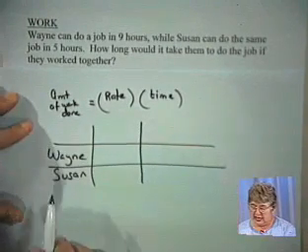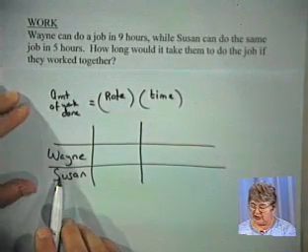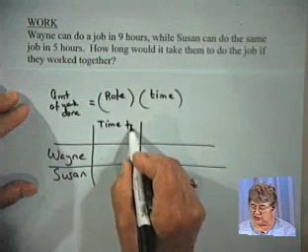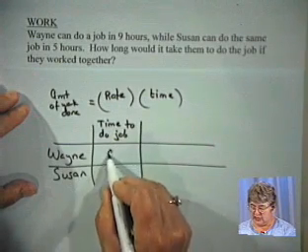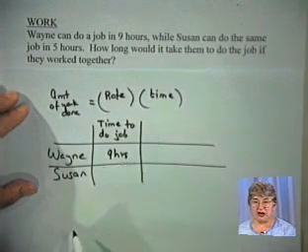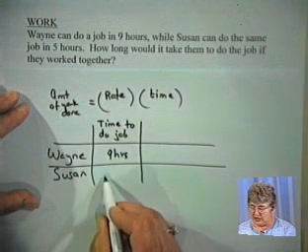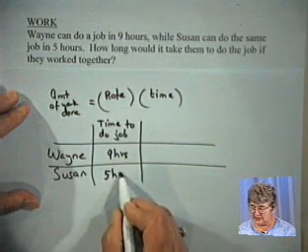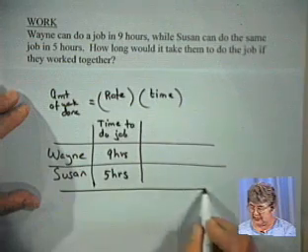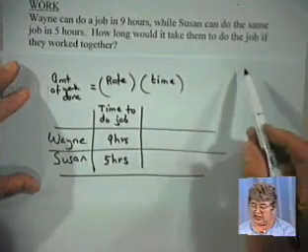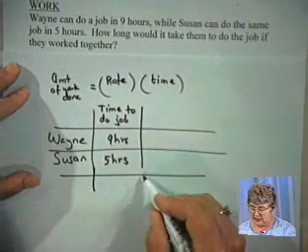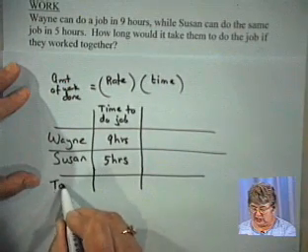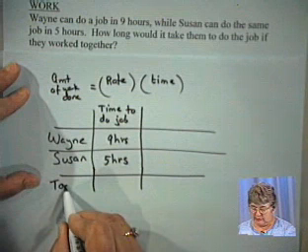We're told that Wayne can do the job. Individually, if Wayne worked, he would work 9 hours to complete the job. Susan does the same job in 5 hours. Notice that in many work problems, as in this one, it says how long would it take them to do the job if they work together. So let's have another row for the together part.